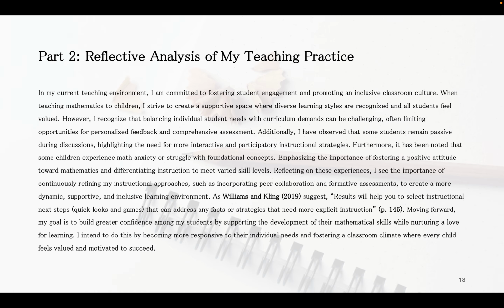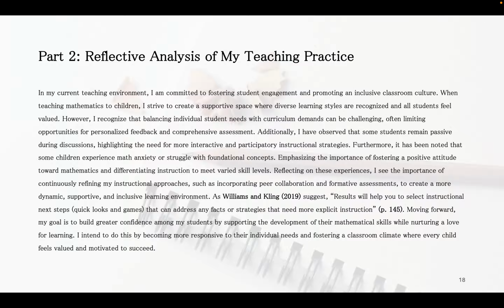Furthermore, it has been noted that some children really experience math anxiety or struggle with foundational concepts in my classroom, emphasizing the importance of fostering a positive attitude toward mathematics and differentiating instruction to meet varied skill levels. Reflecting on these experiences, I really see the importance of continuing to refine my instructional approaches and incorporating peer collaboration and formative assessments to create a more dynamic, supportive, inclusive learning environment.